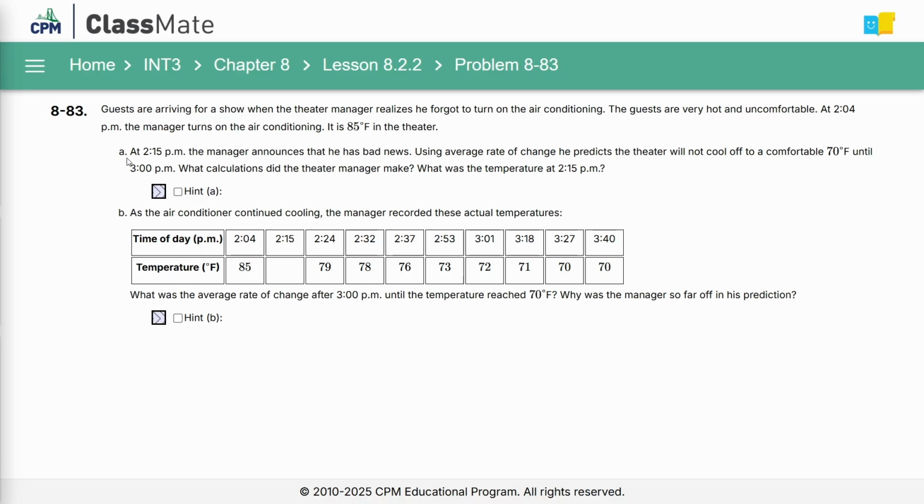Part A. At 2:15 p.m., the manager announces that he has bad news. Using average rate of change, he predicts that the theater will not cool to a comfortable 70 degrees Fahrenheit until 3 p.m. What calculations did the theater manager make? What was the temperature at 2:15?